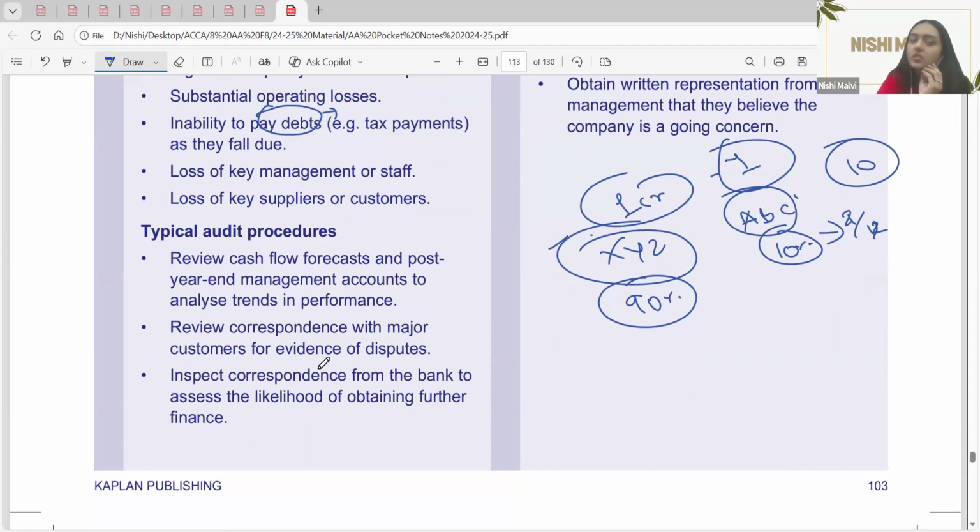Now, typical audit procedure: review the forecast post year end, review pre-year end, check the trend analysis, and review correspondence with the major customer in case there is any dispute. One more thing: in case there is a legal dispute, that can also cause a going concern issue. Discuss that with the customer. Check the correspondence from the bank on whether they'll get further finance or not. If yes, then the going concern issue can be relieved.